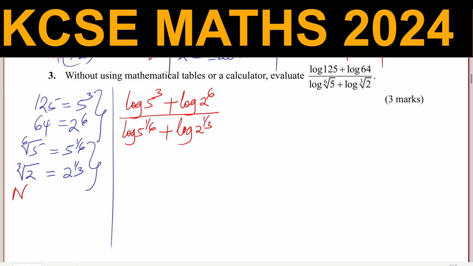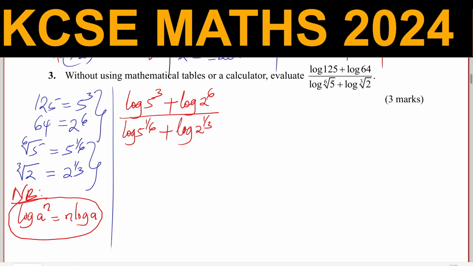Note this: given the logarithm of a raised to power n, this can be simplified as n times the logarithm of a. This is very important, and it is what you're going to use in this particular question. So the logarithm of a raised to power n is the same as n logarithm of a.